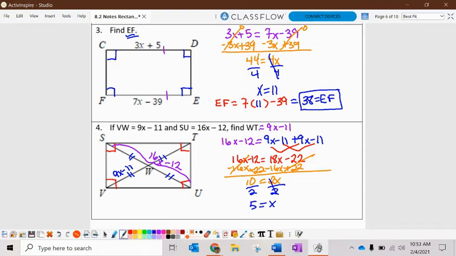Now, we're not finished yet because we're not solving for x. We're looking for the measure of WT. So let's go back up to that. We said that the measure of WT is 9x minus 11. So when I see that x, I'm going to put a parentheses and substitute in the value for x that we just found, which is 5. So that's going to be 9 times 5 is 45, minus 11 will be 34. And that's the measure of WT. So the measure of WT equals 34.